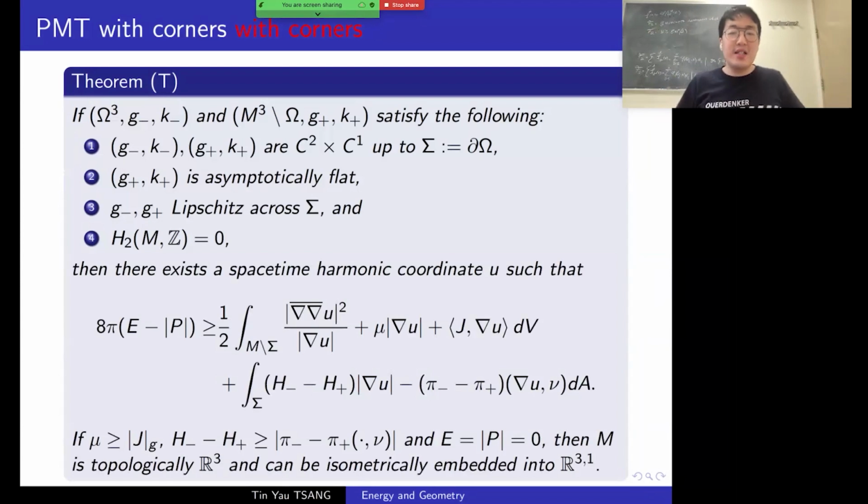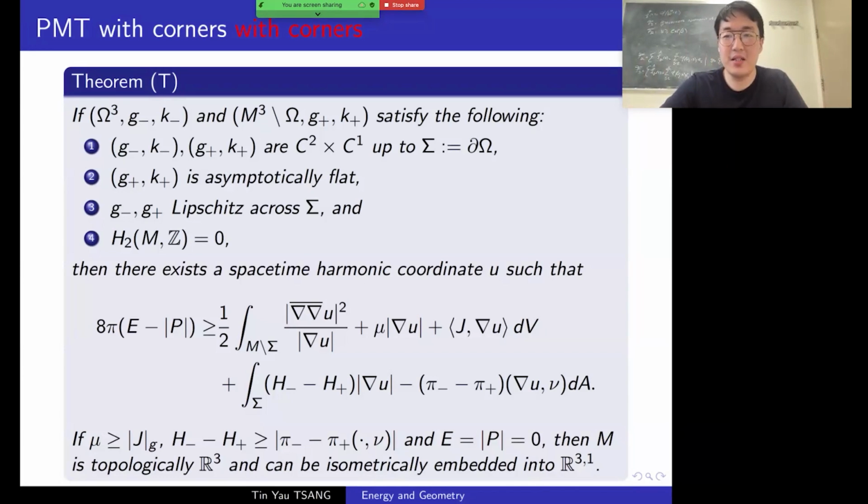Okay. And then there exists a spacetime function such that the following holds. And in particular, the last line: if we assume the energy condition on the interior and on the boundary sigma, and if E equals |P| equals 0, then we can tell M is indeed topologically R3 and can be isometrically embedded into R^{3,1}.